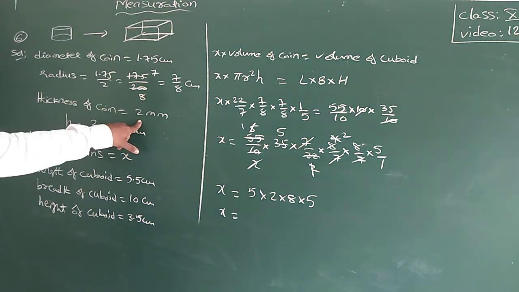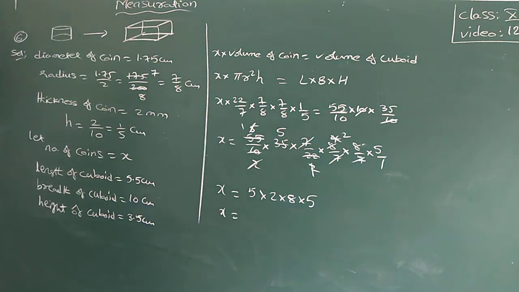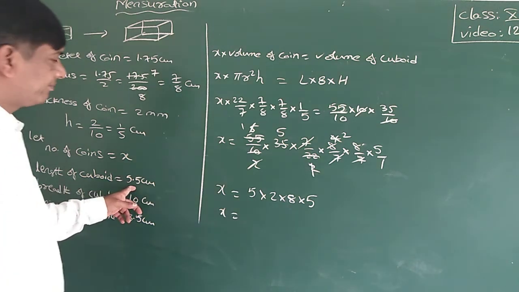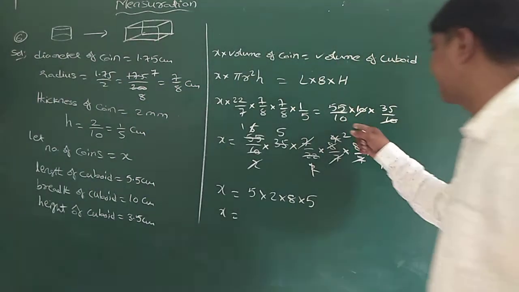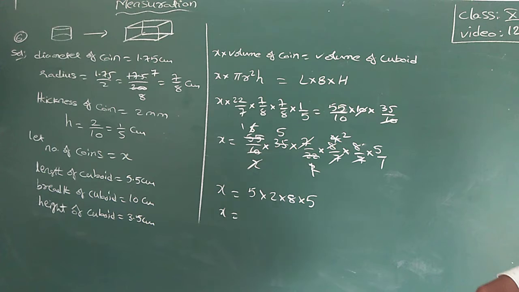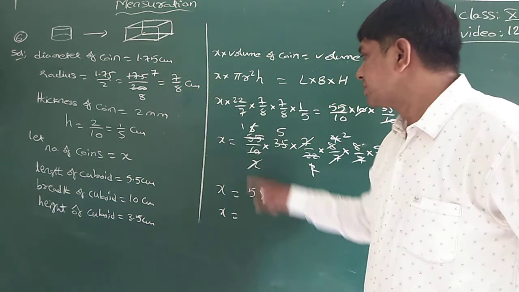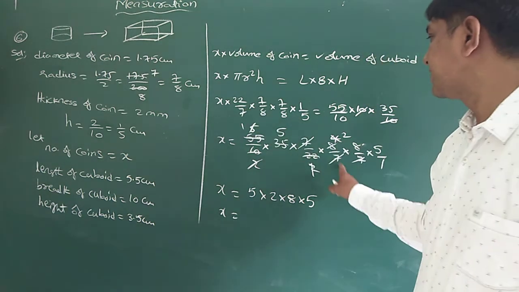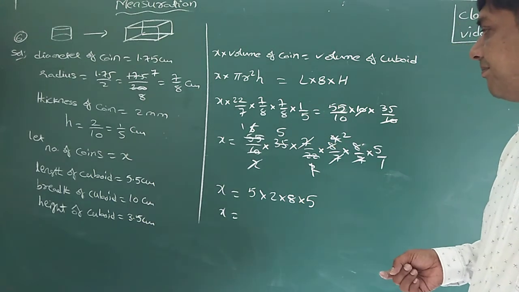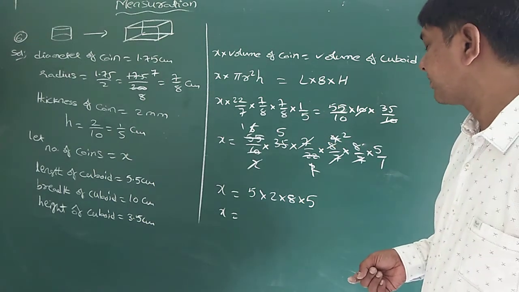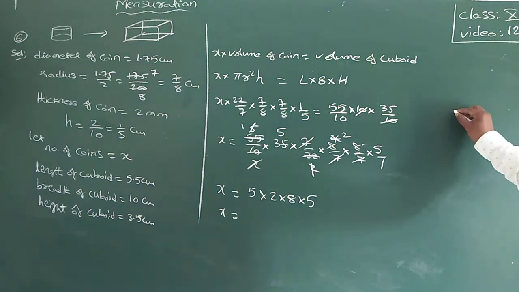7/8, and 2 millimeters is equal to 2/10 centimeters, which is 1/5 centimeters. 5.5 is 55/10 into 10 into 35/10. The 10 cancels, leaving 55/10 into 35. Now 7/22, 8/7, 8/7, and 1/5 becomes 5/1. Okay, let me check once.